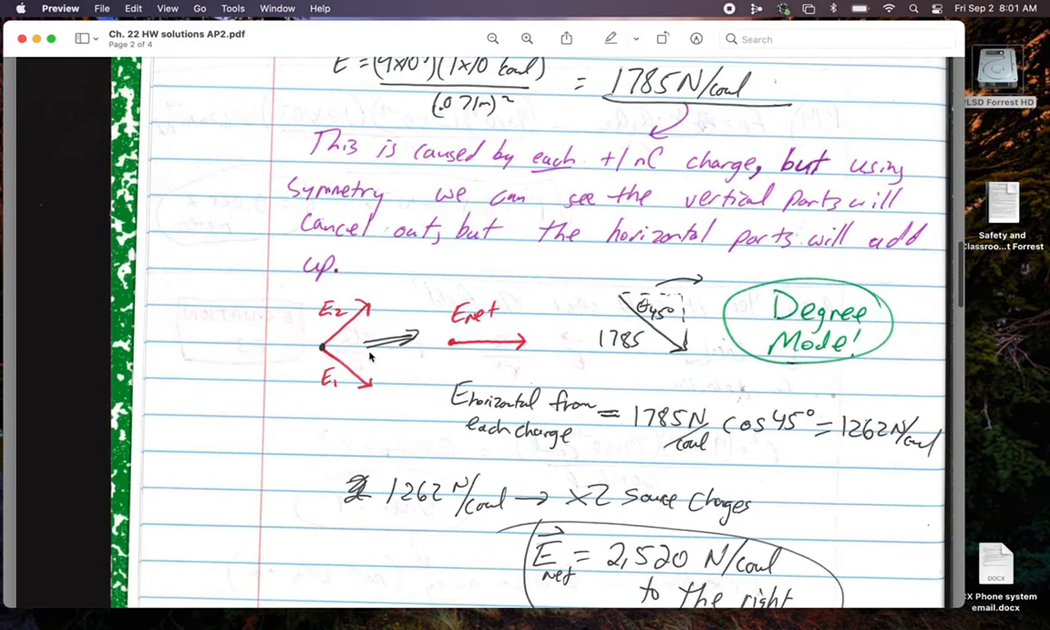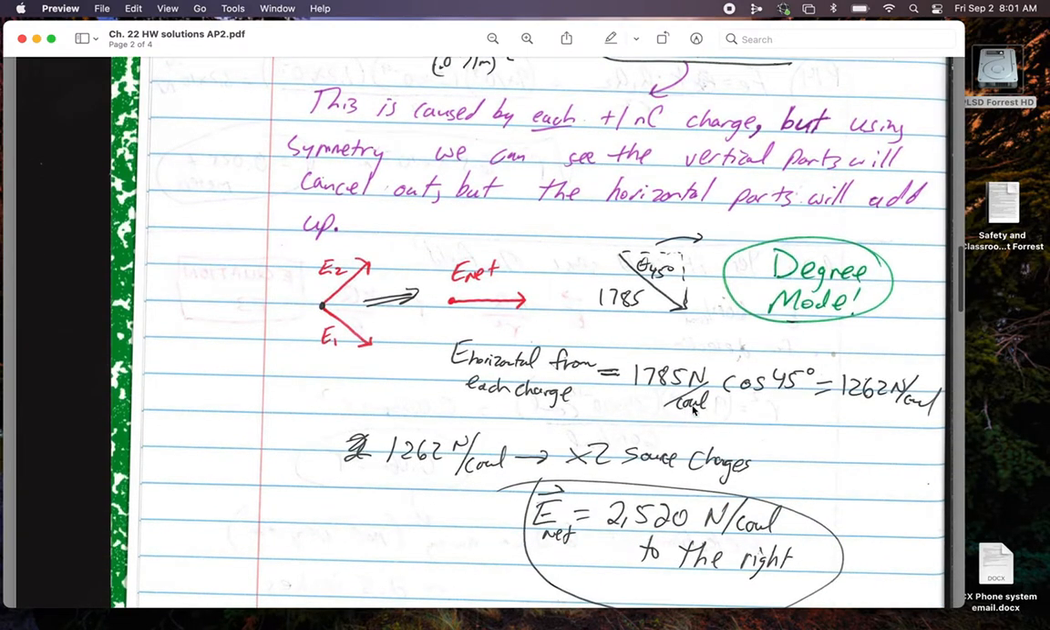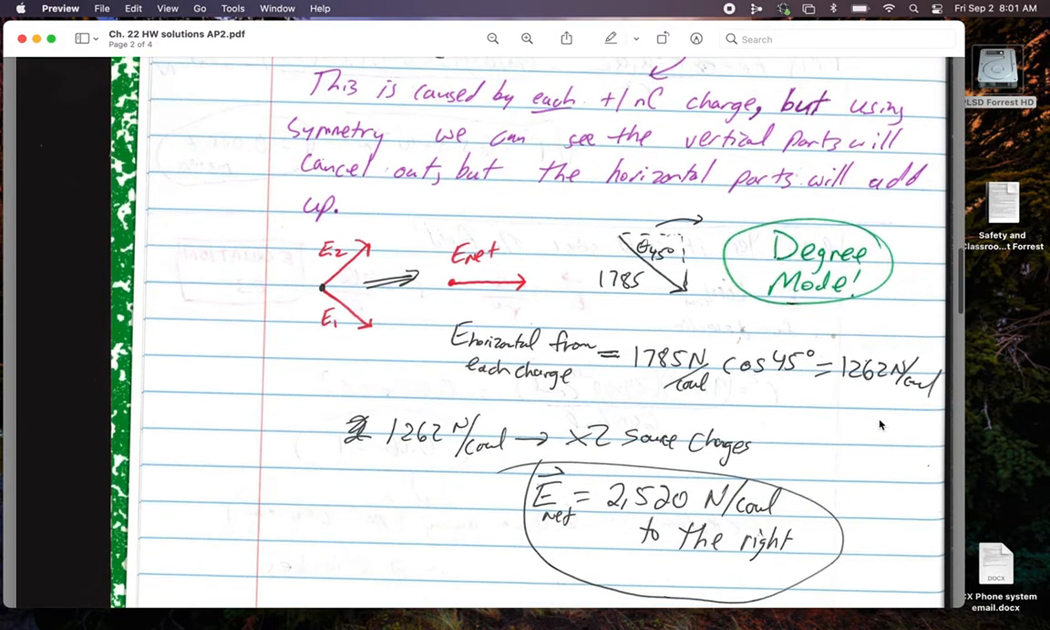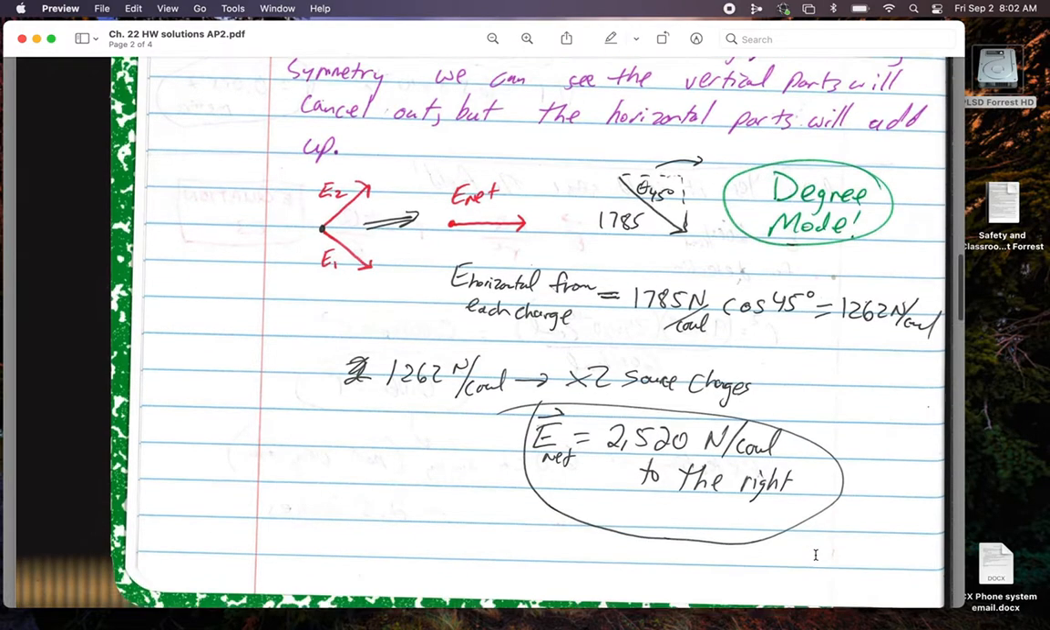And this shows you how the symmetry works, where the up part and the down part, the vertical parts, cancel out, and our net field is pointing to the right. So I can figure out the horizontal component of this 1785 newtons per coulomb produced by one of the charges, and add it to the other horizontal component. I get this: cosine of 45 degrees gives around 1260 newtons per coulomb. Then when I take that horizontal component and multiply it by both charges, I get around 2520 newtons per coulomb to the right.